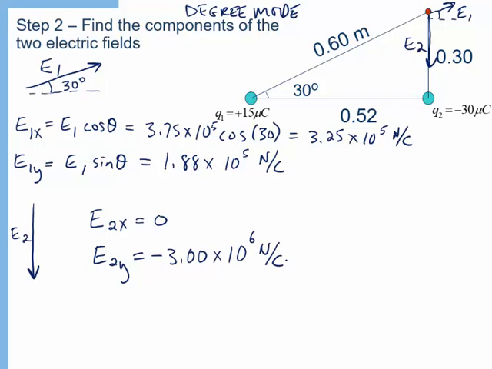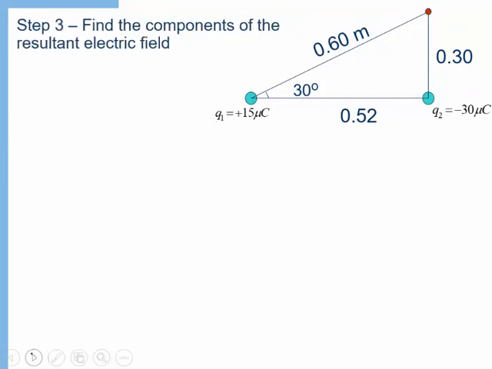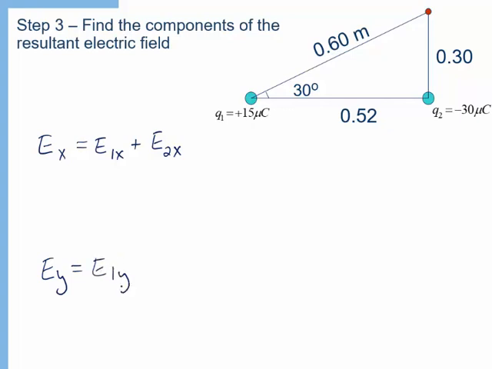Okay, so now we've got the components of the two electric fields that we're trying to add. We know that the next step in vector addition is to add those components and to find the components of the resultant electric field. In other words, the x component of the total field at that red dot is just going to be the sum of the x components of the electric fields. And in the same way, the y component of the resultant electric field is just going to be the sum of E1y and E2y.